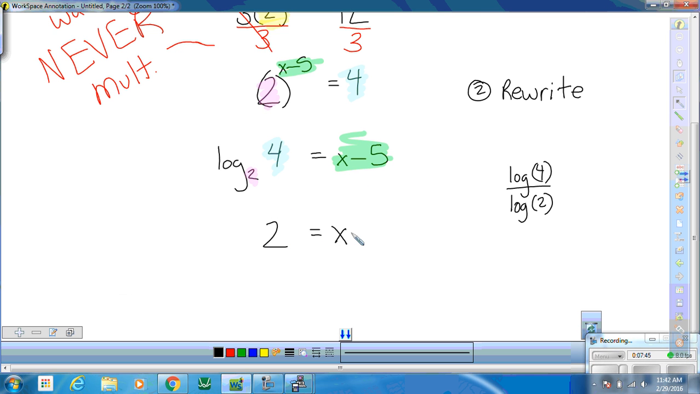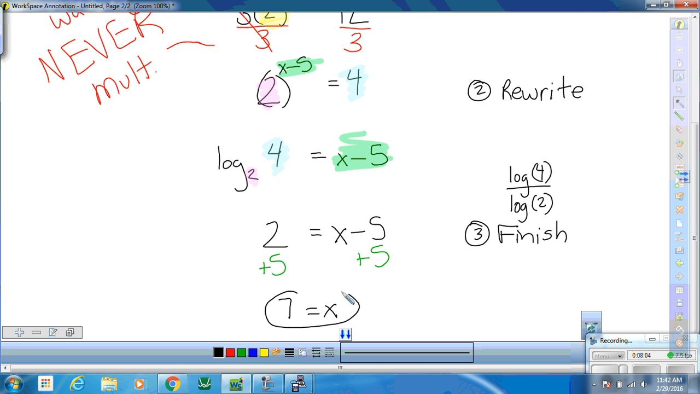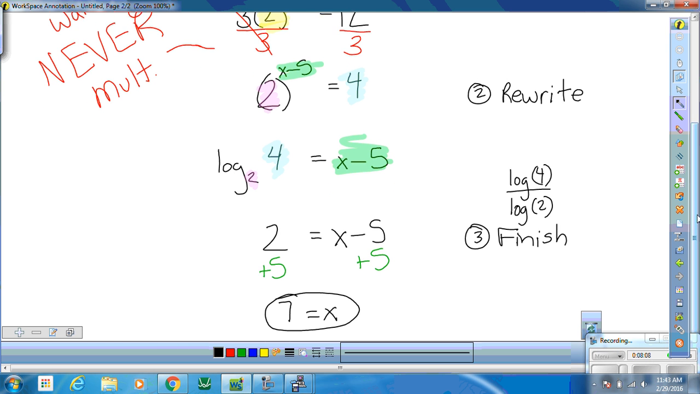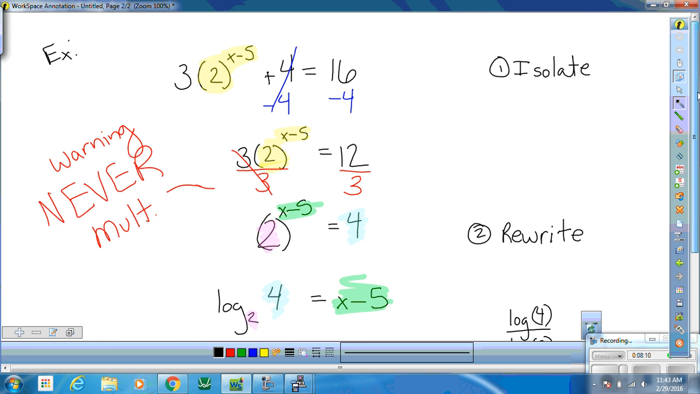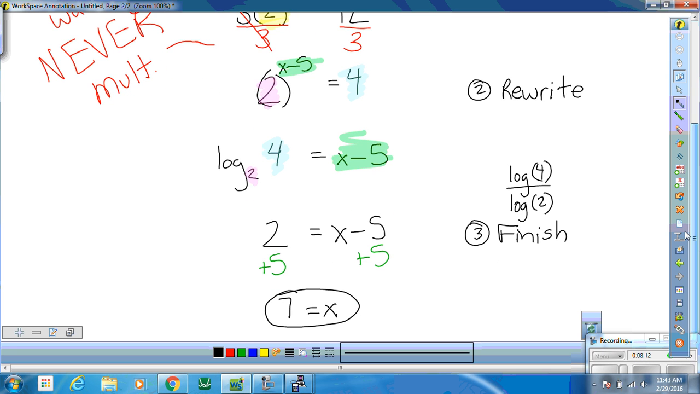And now I have x minus 5. And this is why that third step has to be to finish solving. Sometimes there's still a little bit over here with the x. And so when I look at this, I'm like, oh, well, I need to add 5 to both sides. And so x actually ends up being equal to 7. So that's how I go through those 3 steps to solve an exponential equation. Isolate it, rewrite it, and then finish.